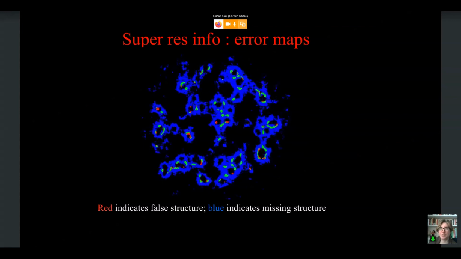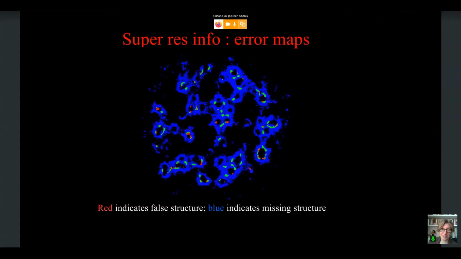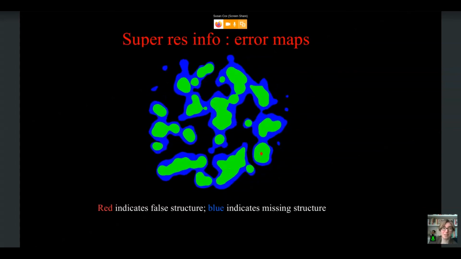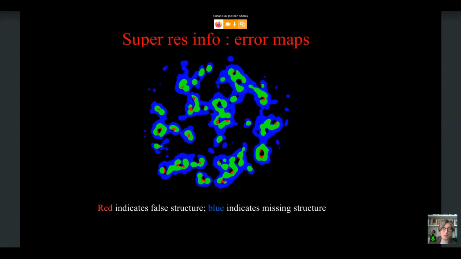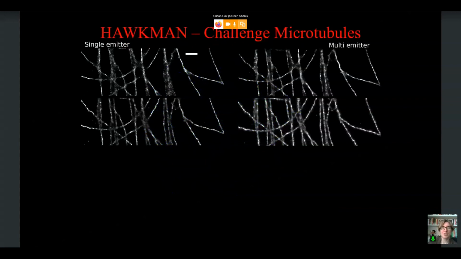And the length scale at which you get your mostly good agreement, mostly true structure, is the length scale of your resolution. Now, of course, this might not be a single number. It might vary across the whole image. So we had a look at some of the challenge data, and I'm showing here the single emitter and multi-emitter, both with and without Hawk.